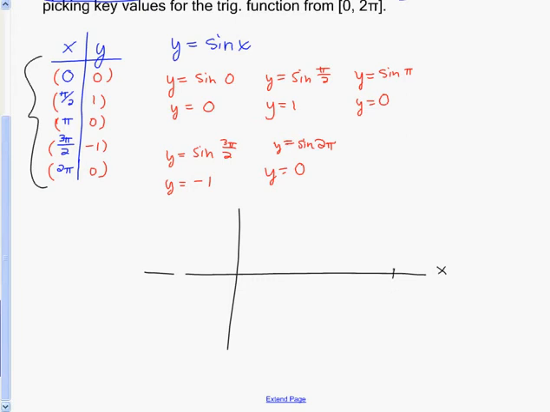I'm going to try to mark these off as equally as I can. 2 pi is the whole length that I'm looking at, starting at 0 to 2 pi. Halfway between there would be pi. Halfway between 0 and pi would be pi over 2. And halfway between pi and 2 pi would be 3 pi over 2.